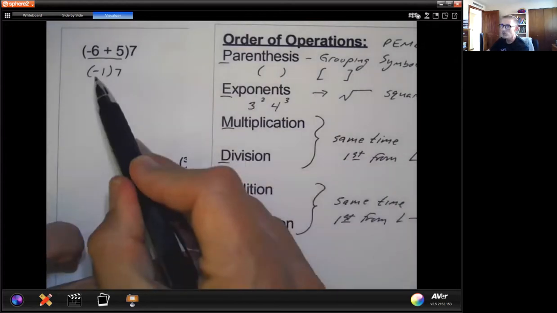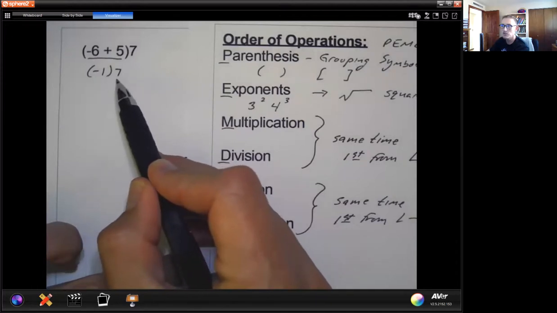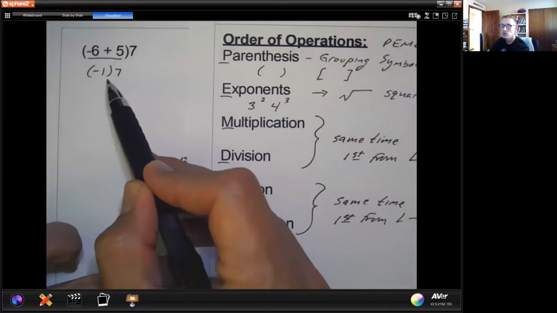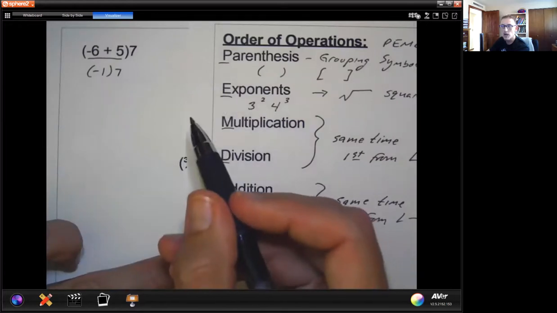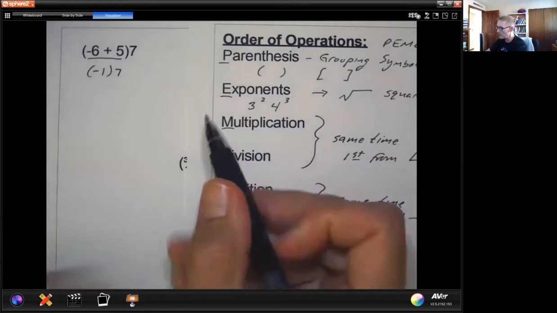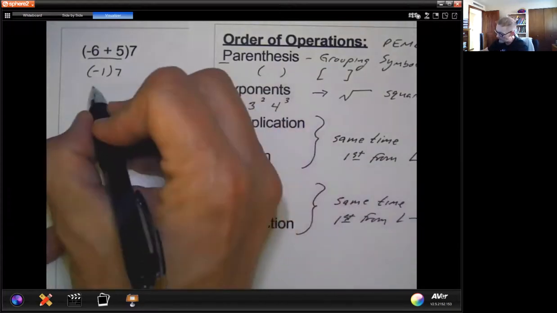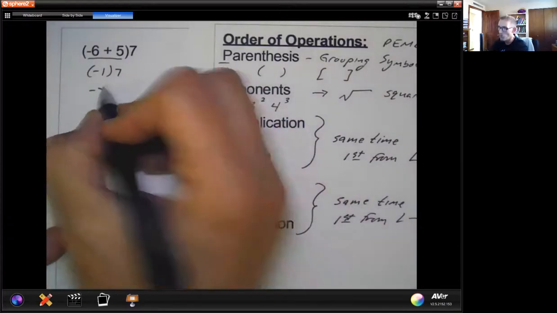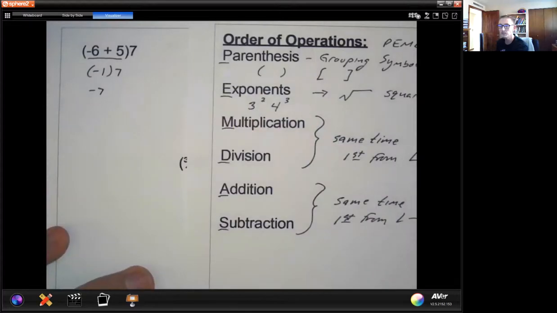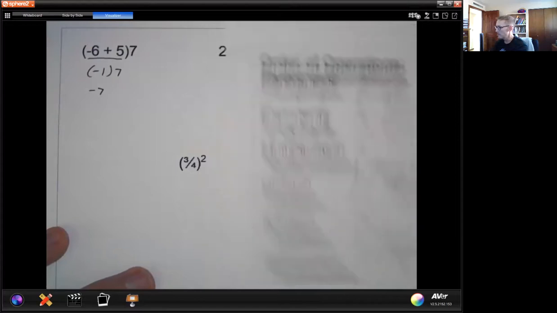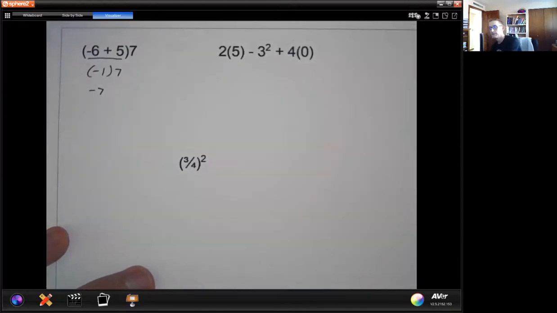Well, now I have -1 still in parentheses times 7, and this is multiplication because the number is touching the parentheses. So again, integers. I'm going to multiply with one negative, so the answer is negative. And I get -7 for that final answer. So let's go ahead then and step it up a notch.